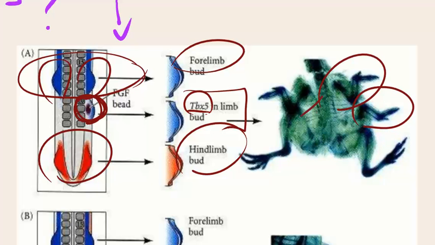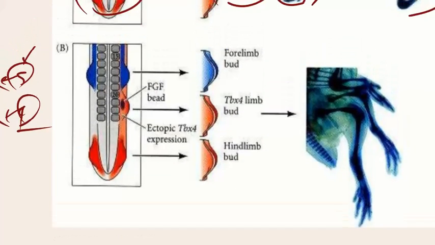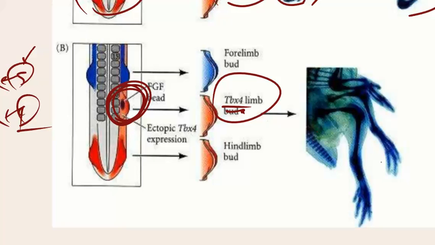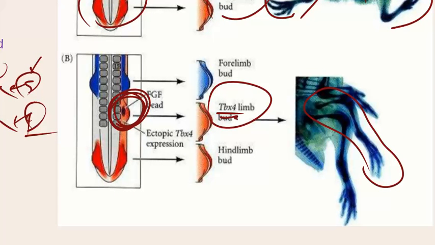So here you have the forelimb, the hind limb, and now we just induced this part right here to express TBX5, and it became a forelimb. We can do the exact same thing with TBX4, and cause a random site to express TBX4, and that will lead to a hind limb. Would it be a functional limb? I suppose so. It looks functional to me. I think it looks pretty functional.